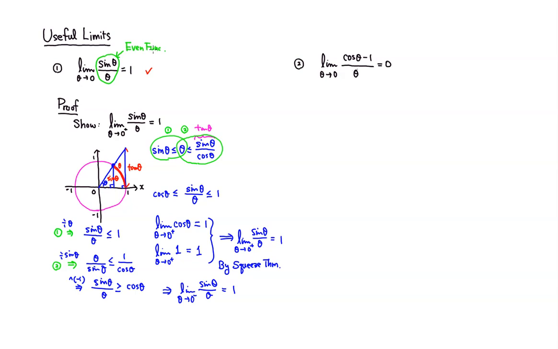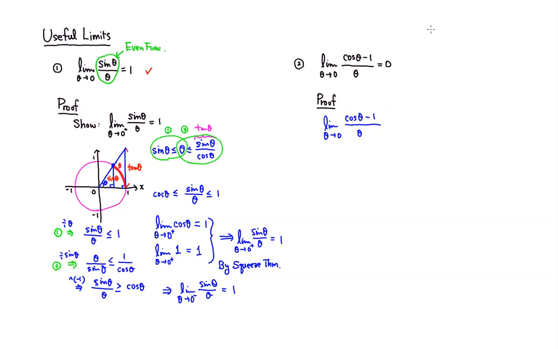All right, let's prove the second limit too. It actually comes from the first one. So here's a proof. What we want to do is take the limit as theta approaches 0. Somehow we have to get the first guy involved, and the easy way to get the sine is using a trig identity.